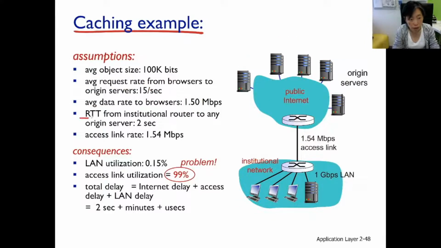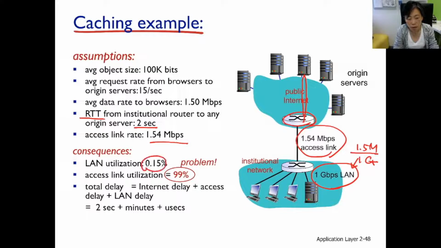Now, let's see. Round-trip delay from the institutional router to any of the origin servers and back is set to 2 seconds. And the access link rate is 1.54 megabits per second. And the local area network link rate is 1 gigabit per second. Now with these, we will be able to calculate the local area network's utilization. 1.5 meg divided by 1 gig, that's 0.15%. But here, 1.5 meg divided by 1.54 meg, that's very close to 99%. And that is a problem if you recall.